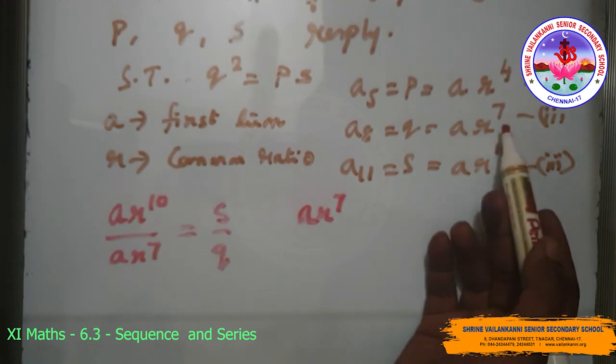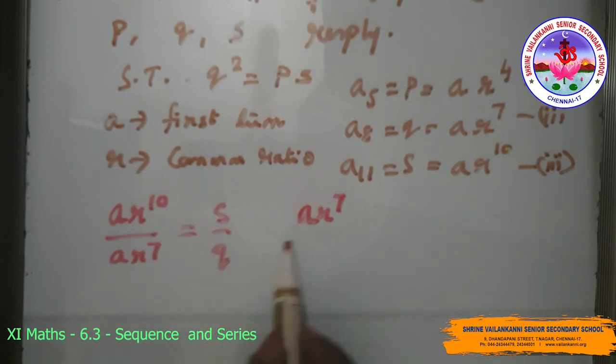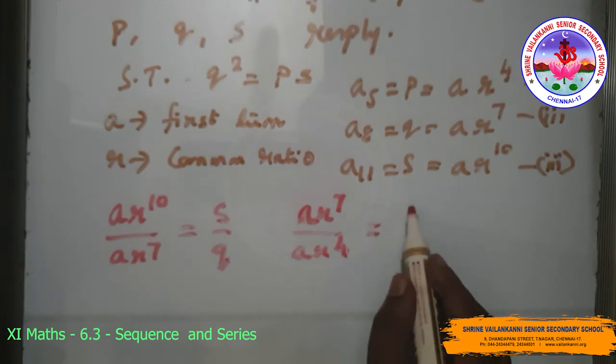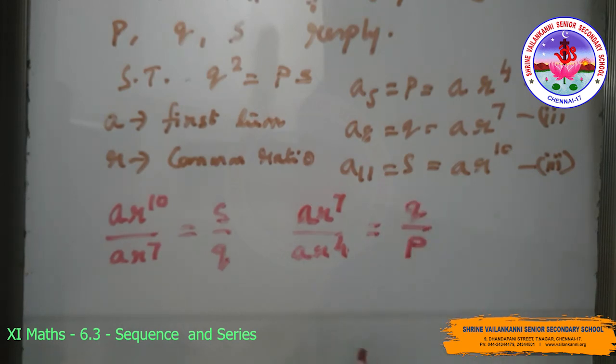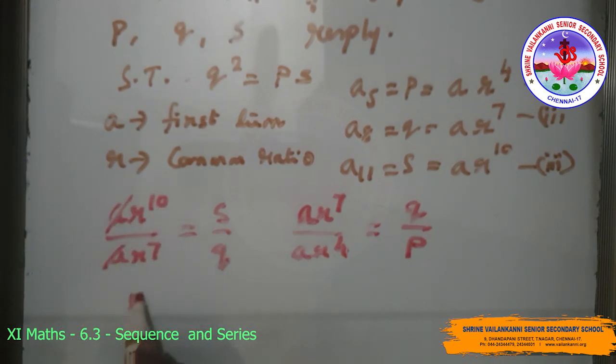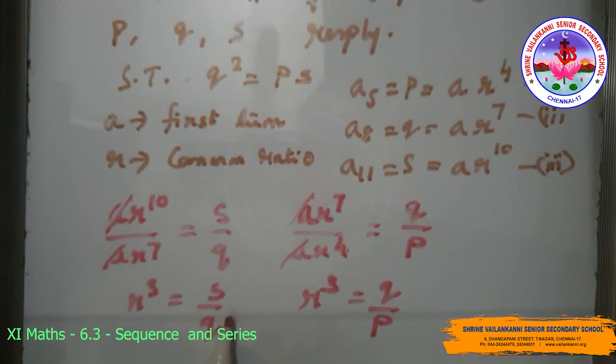Dividing the third equation by the second, a r power 10 by a r power 7 is equal to s by q. And a r power 7 by a r power 4, that is dividing the second equation by the first, is q by p. So cancelling a, r power 10 minus 7, which is 3. So r power 3 equals s by q. Here r power 3 equals q by p. So equating these two, s by q is equal to q by p. So we get q square equals ps.